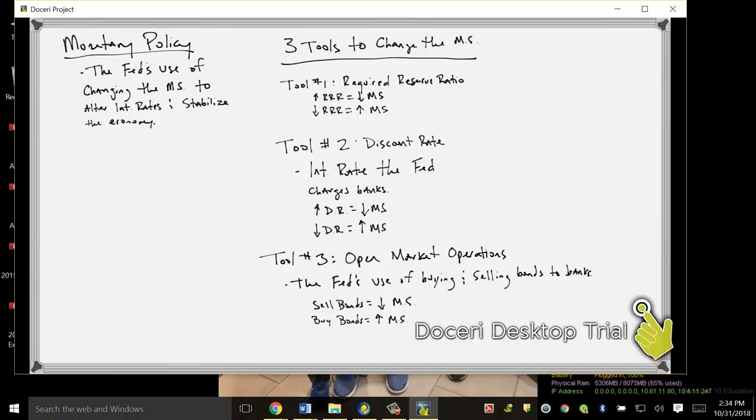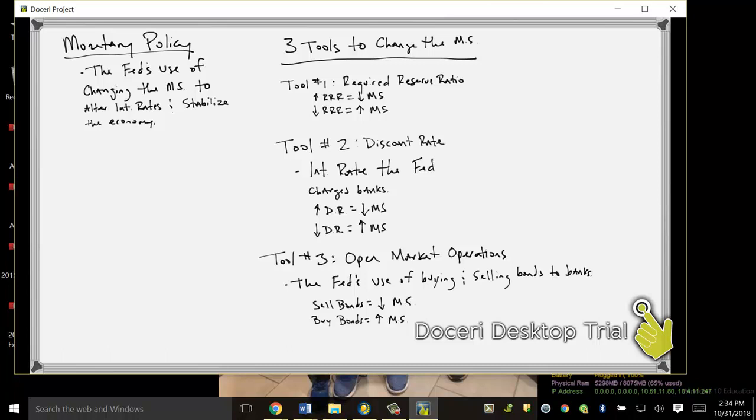And so what we have here are the three monetary policy tools that the Federal Reserve has available to them to change the money supply. Okay, so monetary policy is all about changing the money supply. The tools that are listed are the tools that are available to change the money supply.